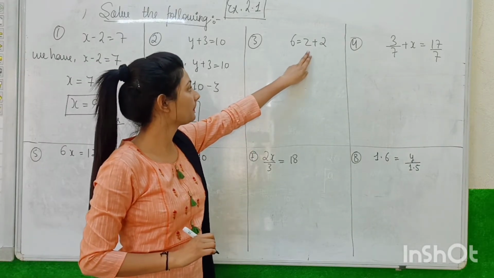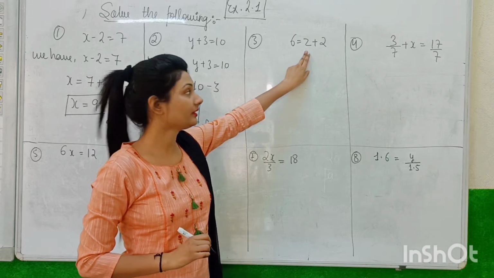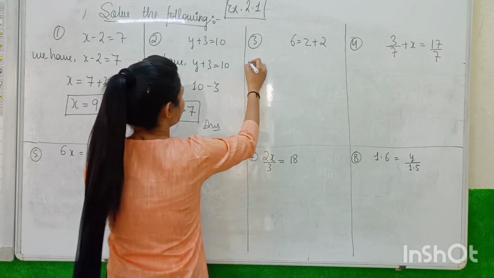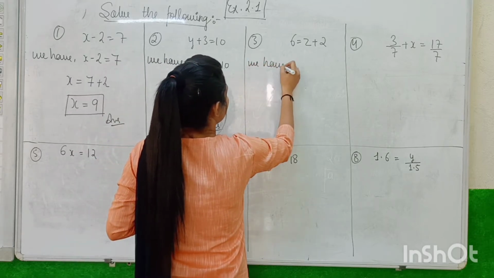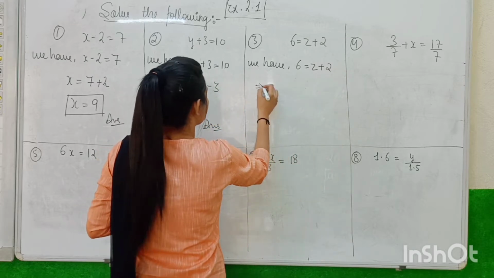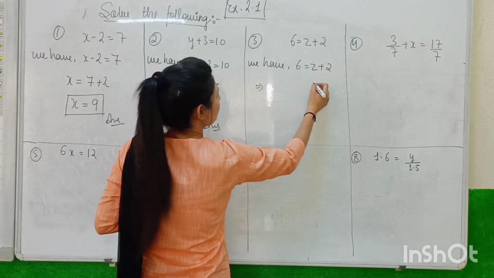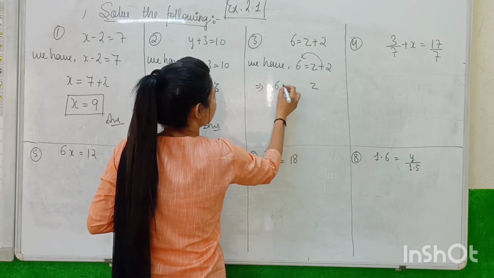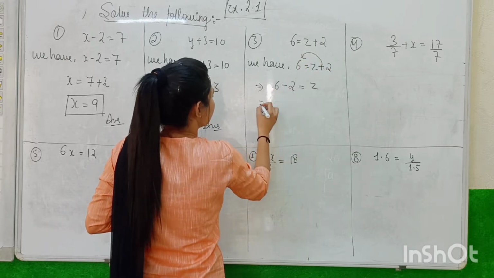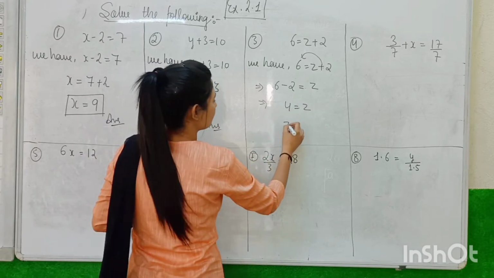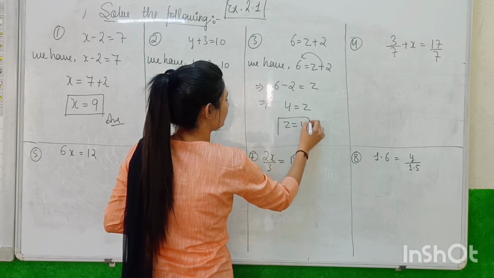Similarly here, we have to keep all the variables on the same side and all the numbers on the same side. So what we have here is 6 is equals to z plus 2. This z will be kept there only, and this plus 2 will come to the left hand side. So this plus 2 will become minus 2. That is 4 equals to z, or it can be written as z equals to 4.